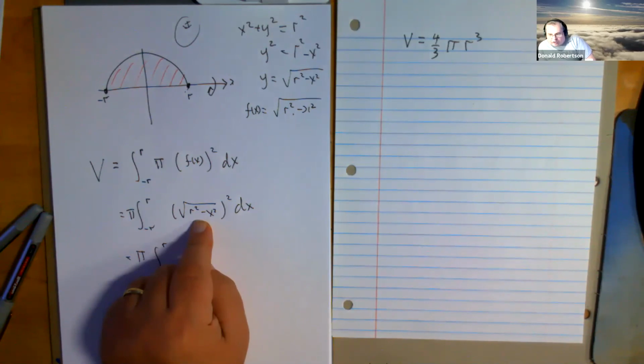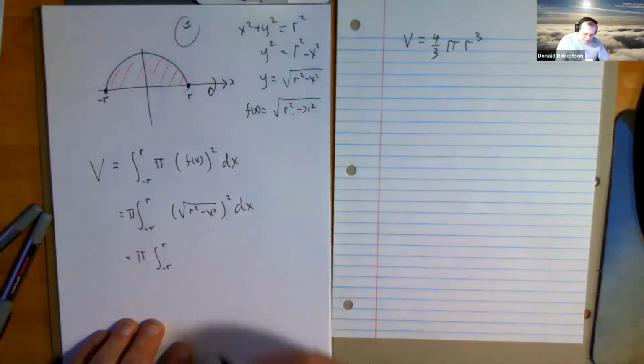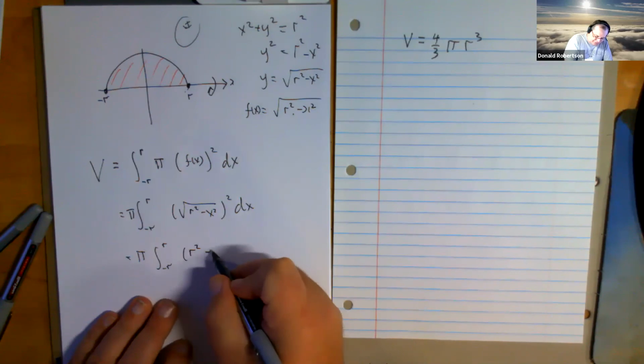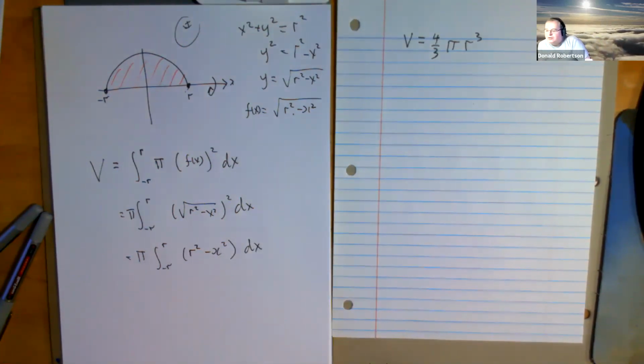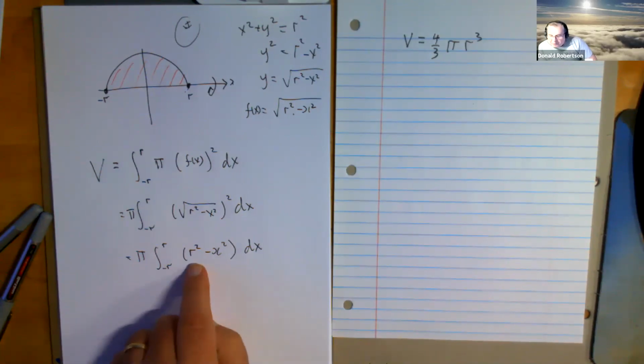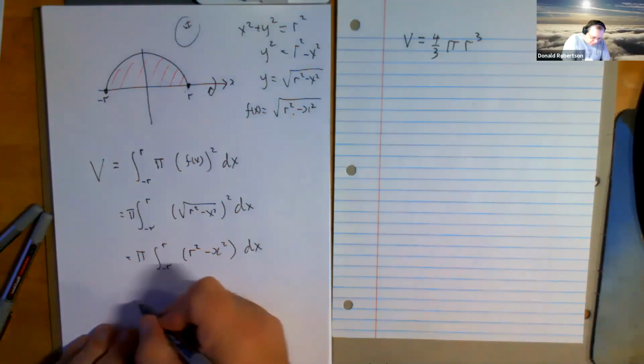This is kind of nice. Isn't the square root of r squared minus x squared, all squared, just r squared take away x squared? Don't those two processes essentially cancel each other out? Now, keep in mind that r squared is just a constant. It's like 5 squared. Right? Keep that in mind. So here we go.